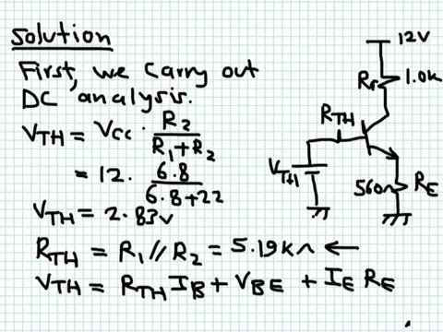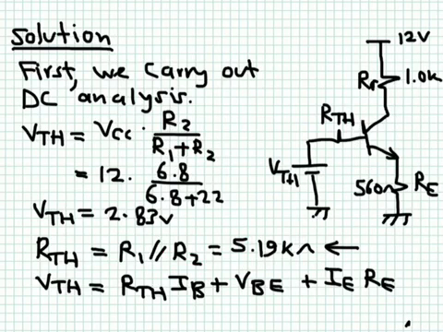What I did here, I replaced everything connected to the base by a Thevenin equivalent, and we did that in some biasing examples before. So R Thevenin is simply R1 in parallel with R2. We calculated that before. R1 in parallel with R2, these two are given to us. You calculate that's 5.19 kilo ohm. V Thevenin is simply a voltage divider, R2 and R1, so it's VCC R2 over R1 plus R2. So what we did, we replaced everything connecting the base by the Thevenin equivalent.